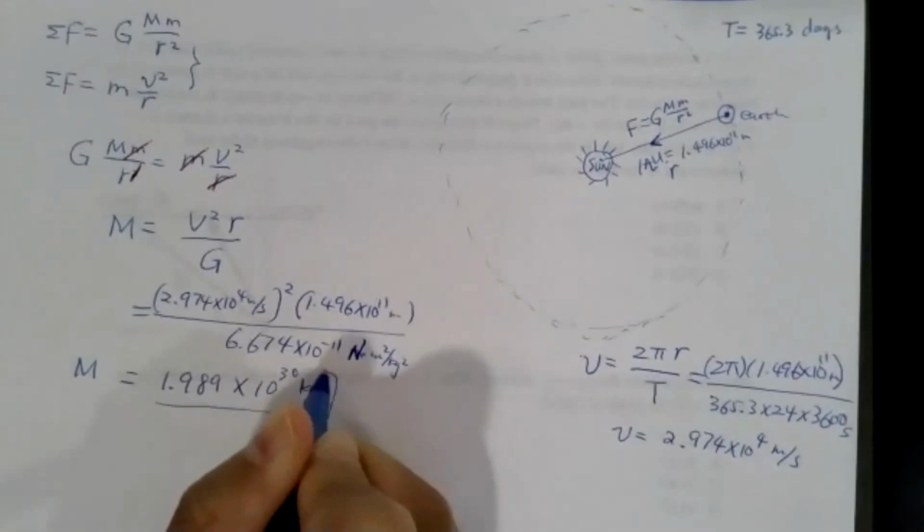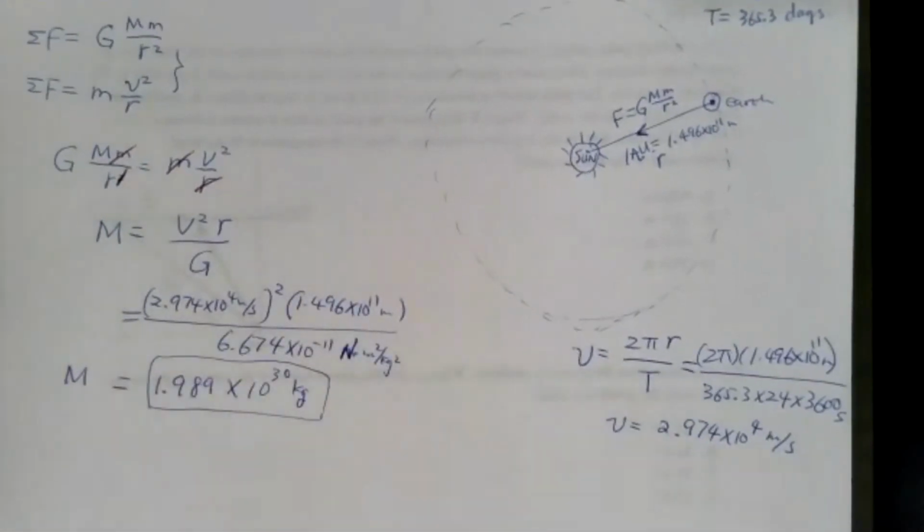Which is exactly the same number given in the problem. So I think that's how the mass of the sun is being estimated, because you cannot directly measure the mass of the sun.